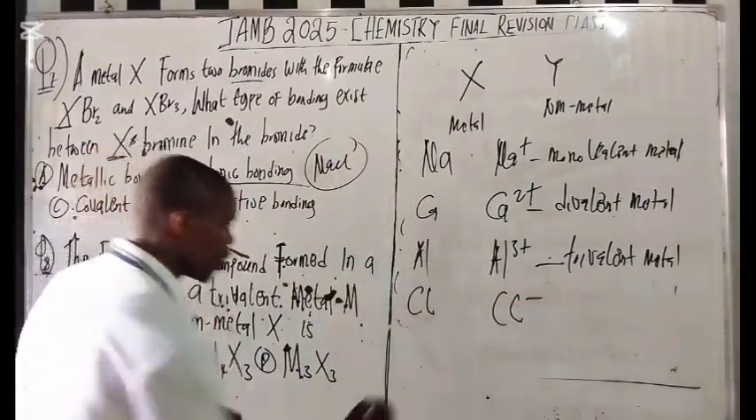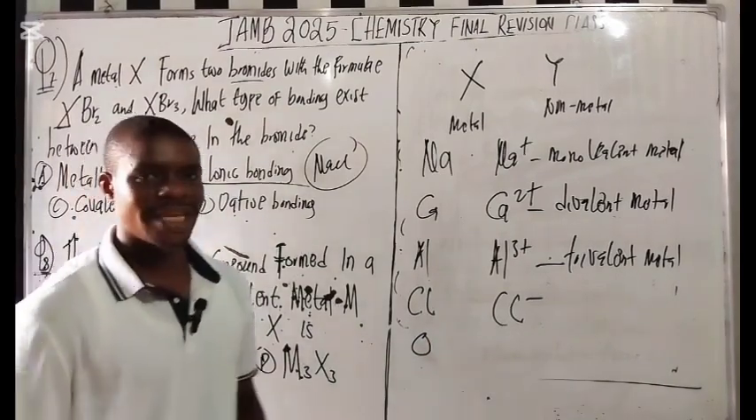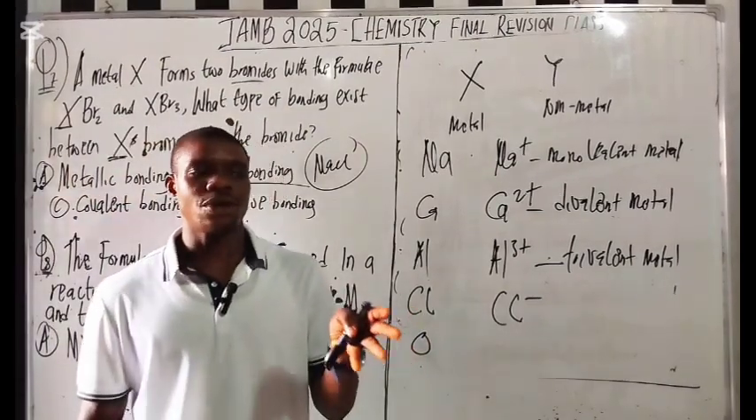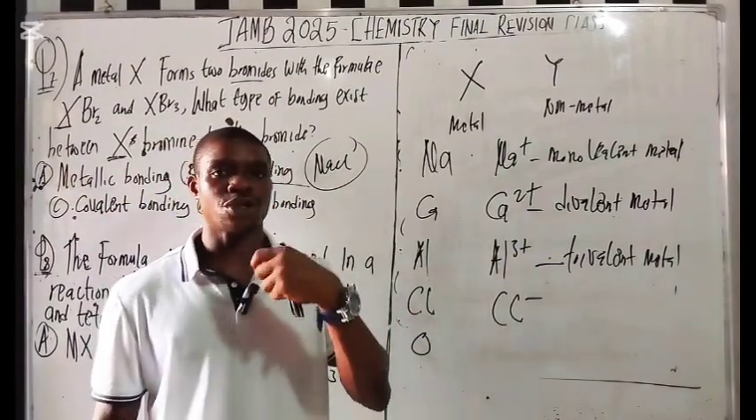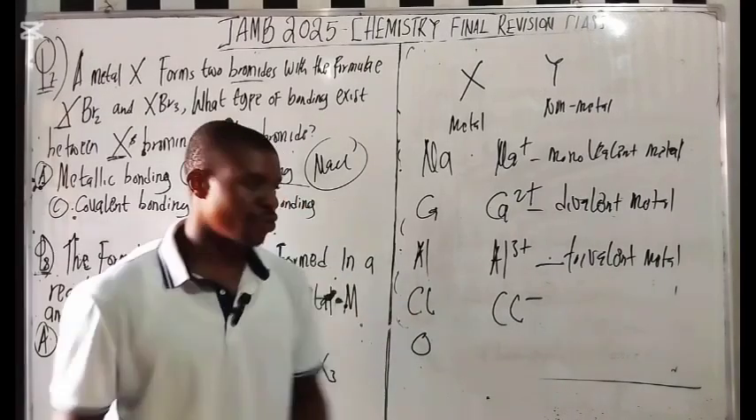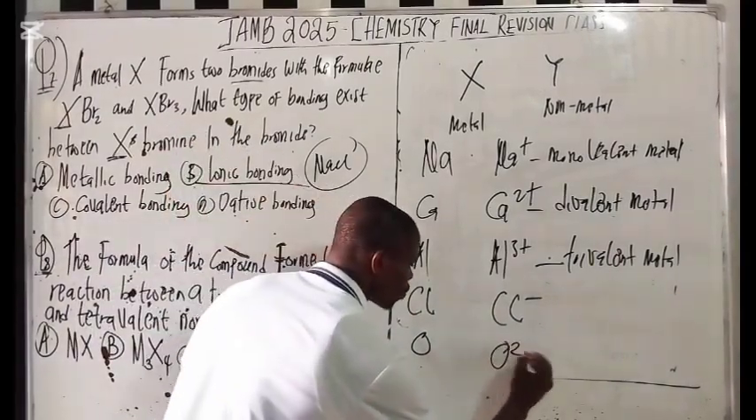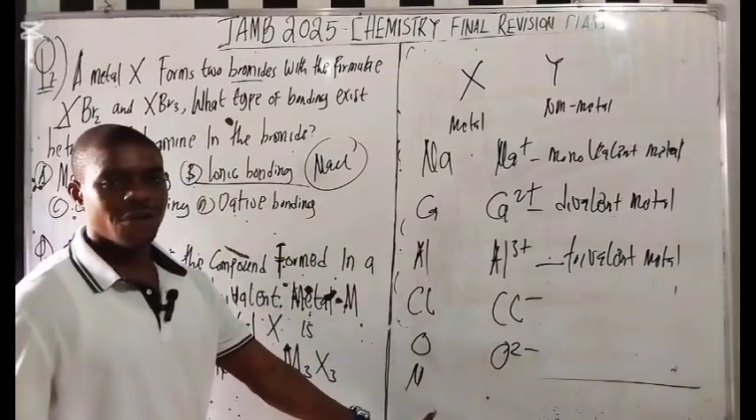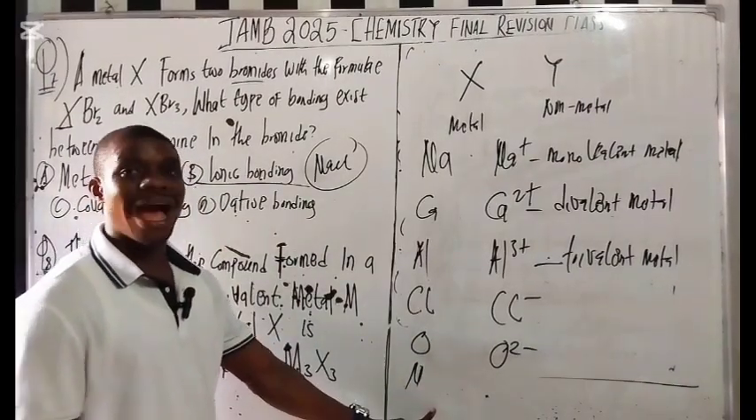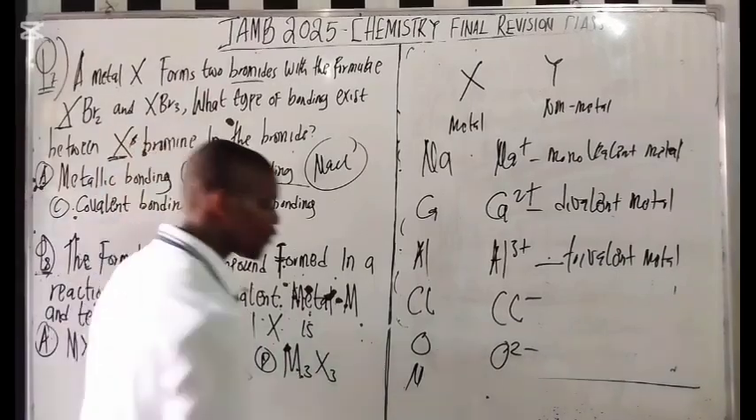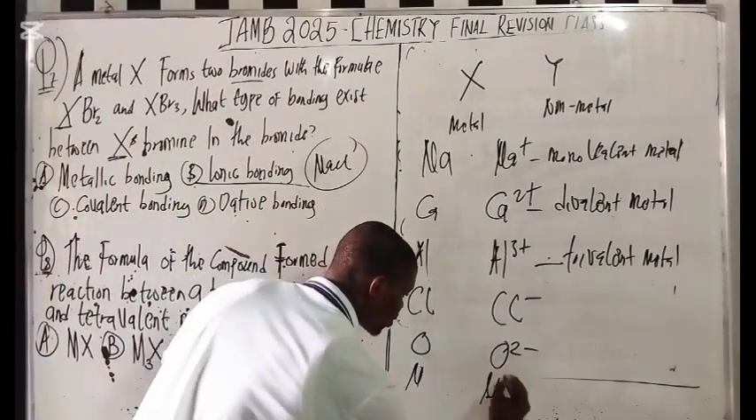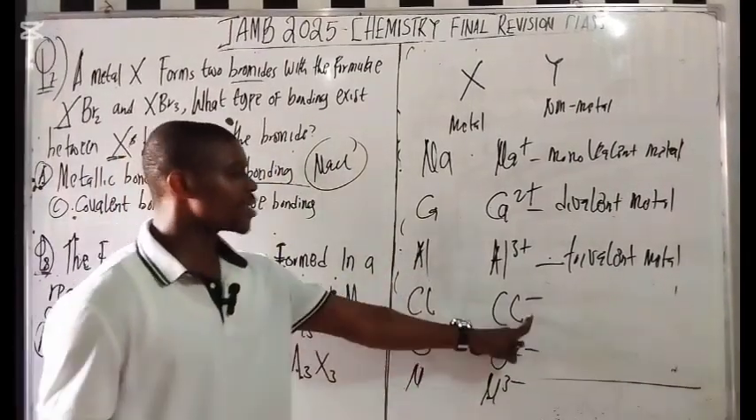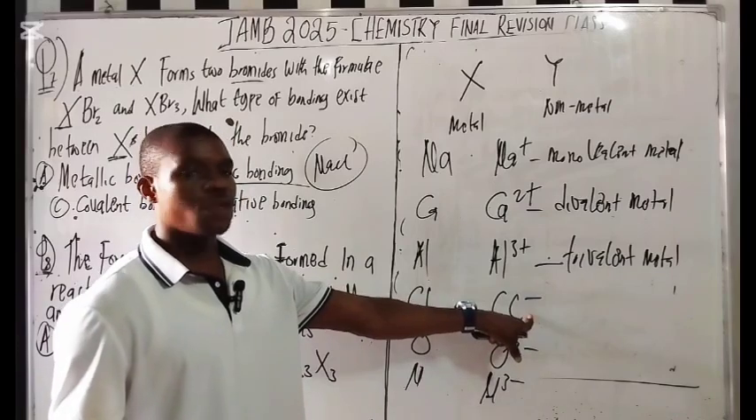Like oxygen here: for oxygen to have the octet, it has to gain 2 electrons, so you have O2 minus. Like nitrogen: for nitrogen to have the octet, it has to gain 3 electrons, which is N3 minus. This is called a monovalent non-metal.